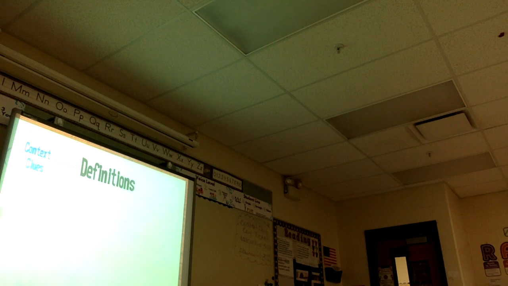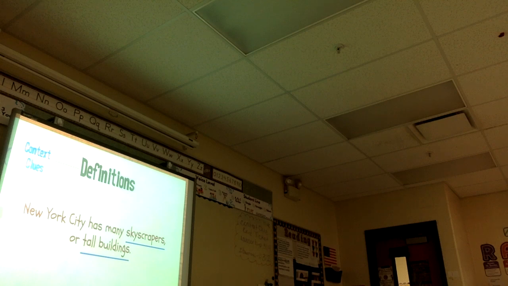Now let's see how we can find clues in a sentence that shows us a definition. New York City has many skyscrapers, or tall buildings. If I don't know what skyscrapers mean, I can use the next part of the sentence as a clue. The word or tells me that skyscrapers and tall buildings are very similar in meaning. That means skyscrapers means tall buildings.